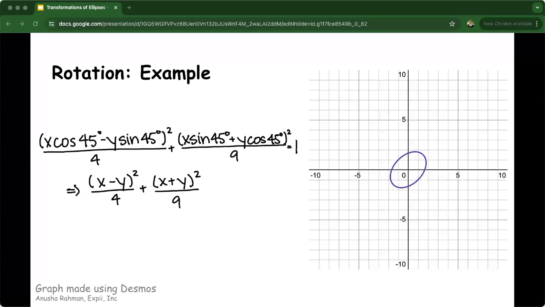So say we want to rotate the original ellipse by 45 degrees counterclockwise. The equation of the rotated ellipse is (x cosine 45 minus y sine 45) squared all over 4 plus (x sine 45 plus y cosine 45) squared all over 9 equals 1. And we can simplify the equation to (x minus y) squared over 4 plus (x plus y) squared over 9. Here's a graph of the transformed ellipse.